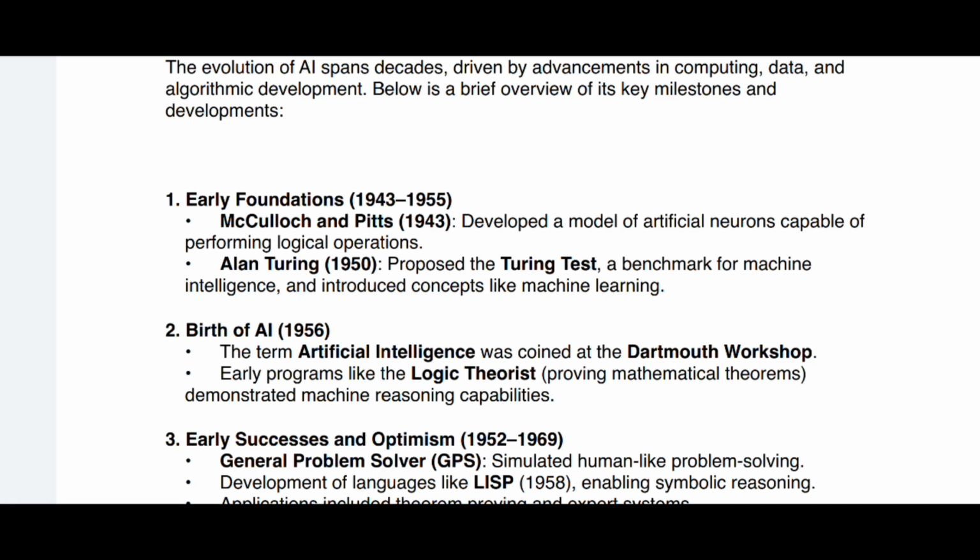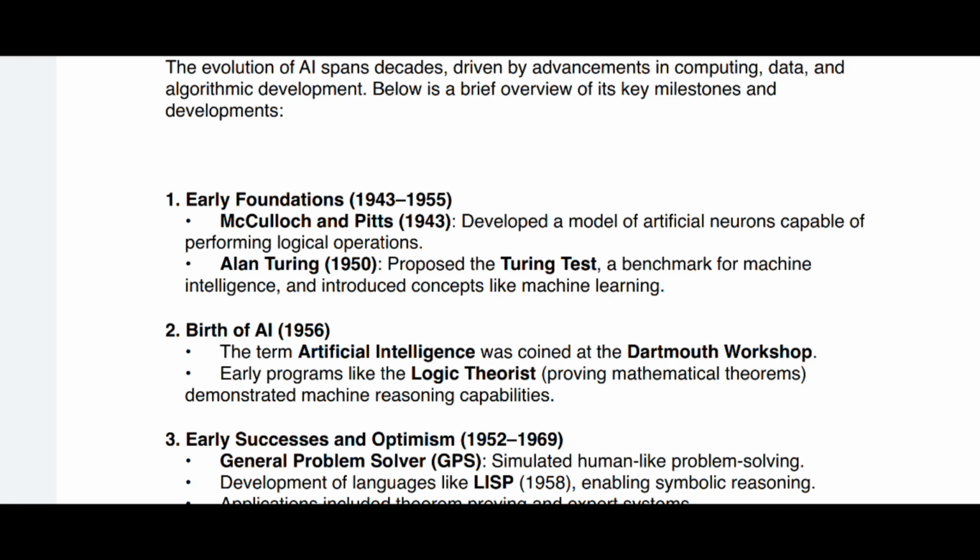Alan Turing in 1950 proposed the Turing test, a benchmark for machine intelligence, and introduced the concept of machine learning. So he gave the idea about machine intelligence and introduced the concept of machine learning. This covers the period from 1943 to 1955.